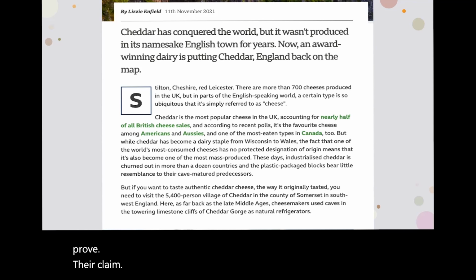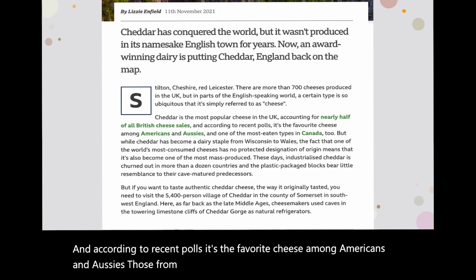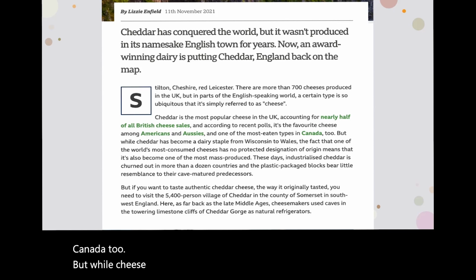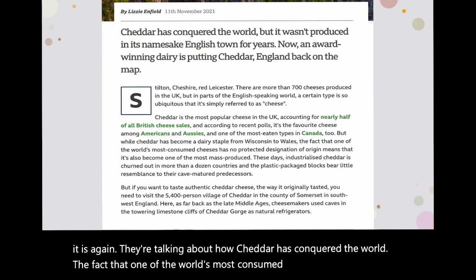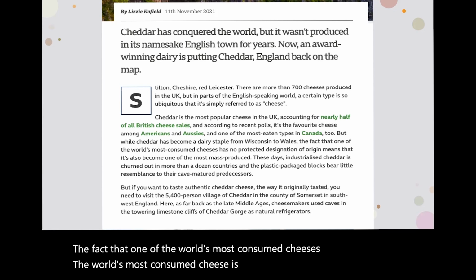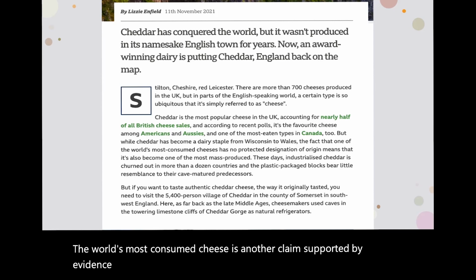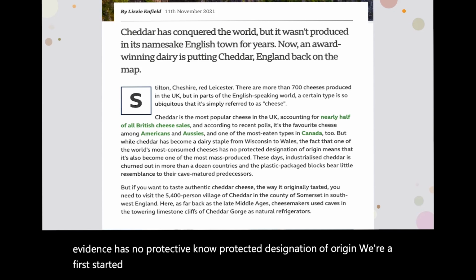So they must have some sales data to prove their claim. And according to recent polls, it's the favorite cheese among Americans and Aussies, those from Australia, and one of the most eaten types in Canada, too. But while cheese has become a dairy staple from Wisconsin to Wales, here it is again. They're talking about how cheddar has conquered the world. The fact that one of the world's most consumed cheeses, another claim supported by evidence, has no protected designation of origin, where it first started being made, means that it also became one of the most mass produced.